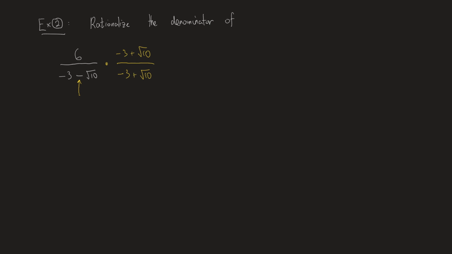Now, crucially, I do want to point out that this negative in front of the 3 does not change to a positive, okay? It's still negative 3 in the conjugate. It's just that very special sign in between the negative 3 and the square root that changes, okay? So let's see what happens when we carry out this multiplication. Okay, upstairs I'll have 6 times negative 3 plus root 10, and downstairs I'll have to distribute again. So I have negative 3 minus the square root of 10 times negative 3 plus the square root of 10.